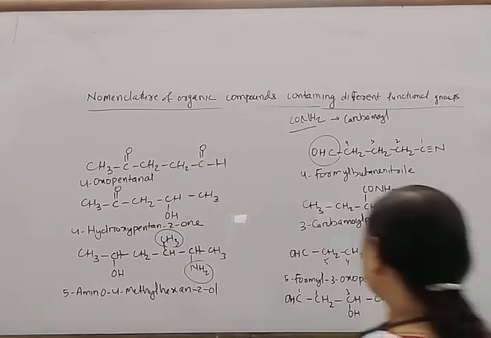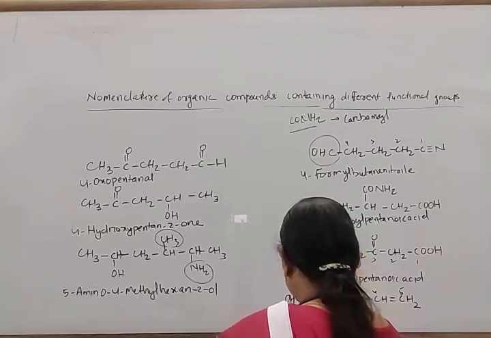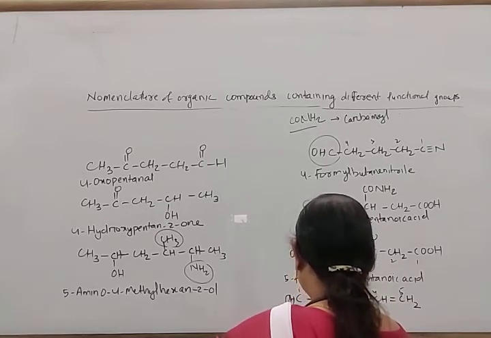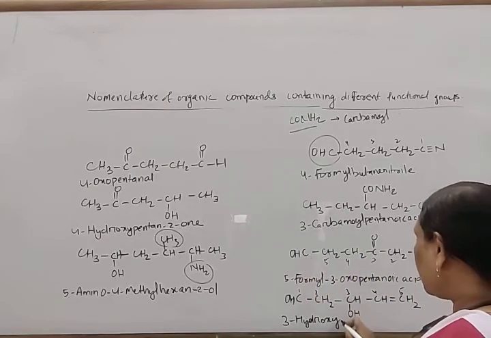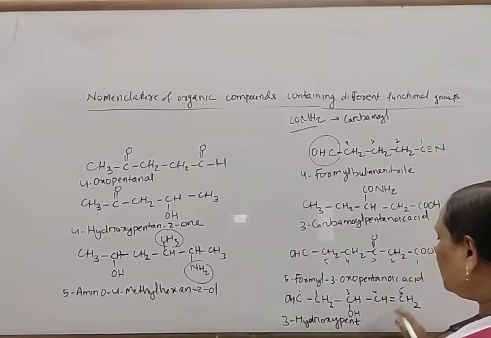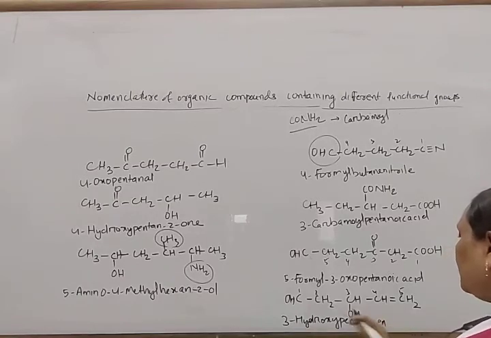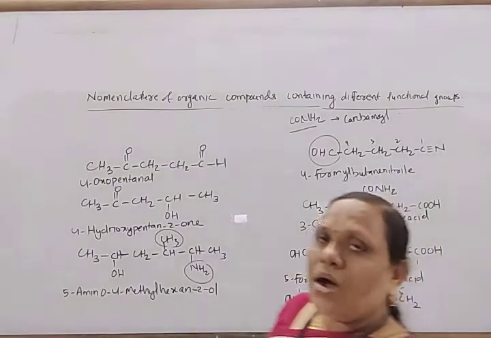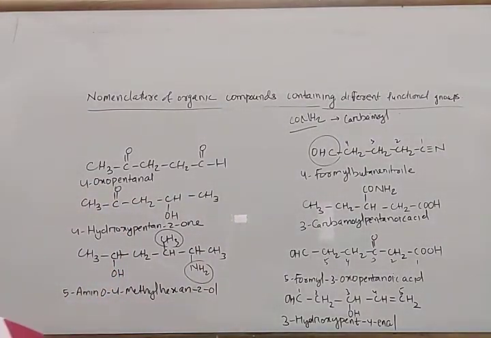Okay, so what is the name of this compound? So this compound is 3-hydroxy, total carbon is pent. And at which position is double bond present? At 4th position. Pent-4-en and this is al. This is the name of the compound. In this way you can write the IUPAC name of different compounds.